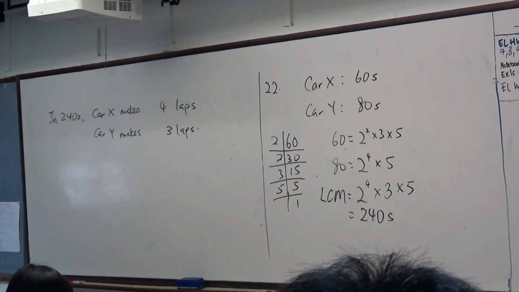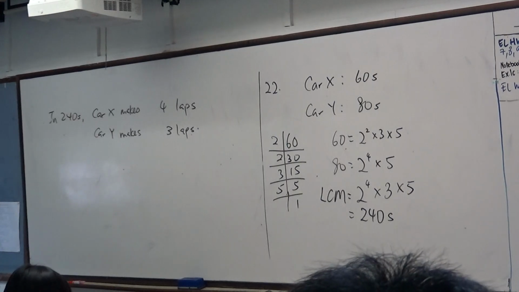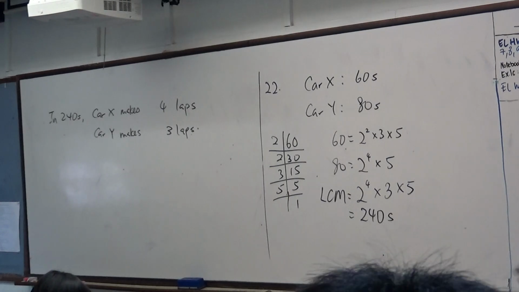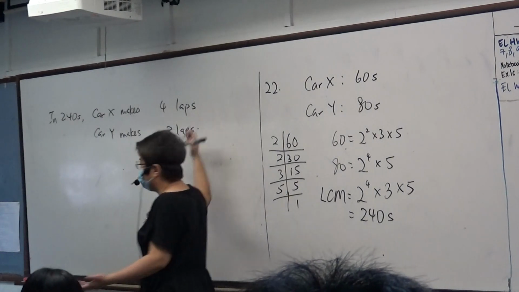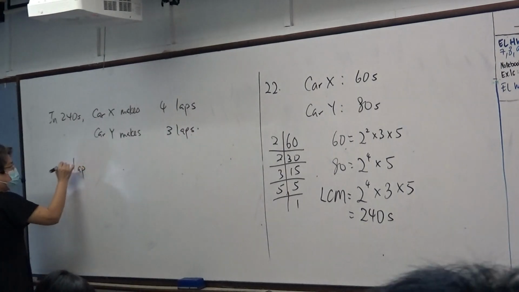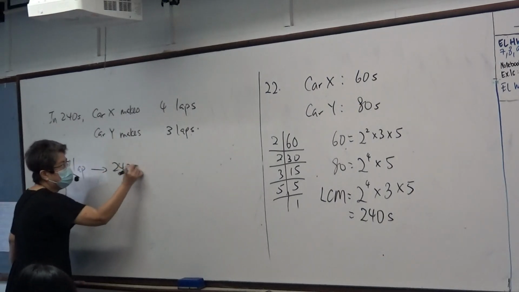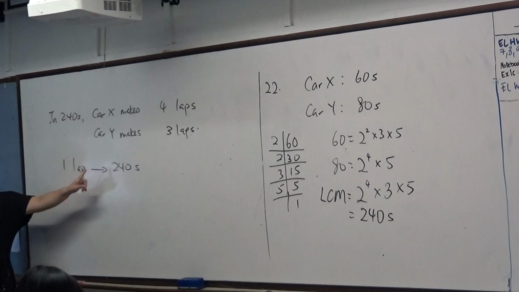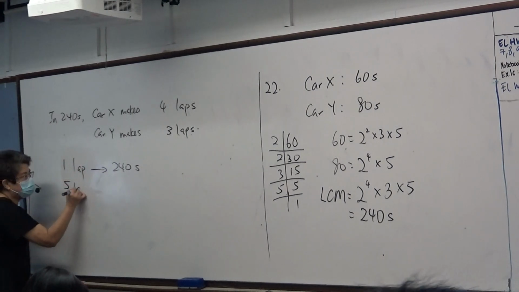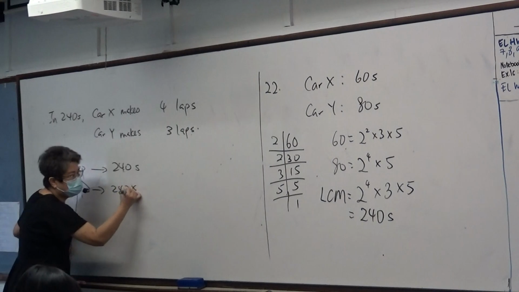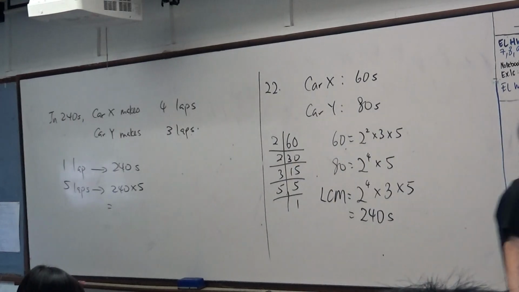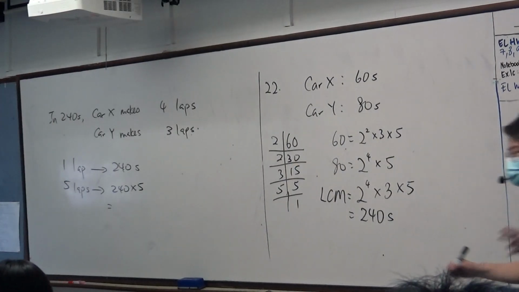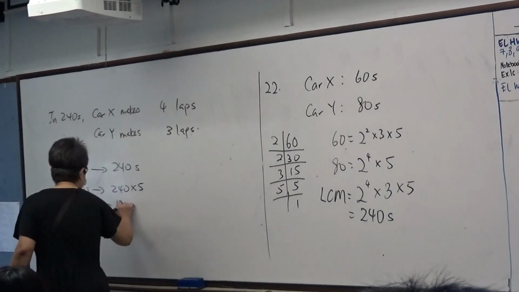Okay, now the next question. How long in minutes will it take for the faster car to be 5 laps ahead of the slower car? Now, can you see that to be 1 lap, I need 240 seconds. So 1 lap is 240 seconds. You cannot put equal, this arrow sign represents. How about 5 laps? 240 times 5. How many seconds is this? 1200. Very good. 1200 seconds.